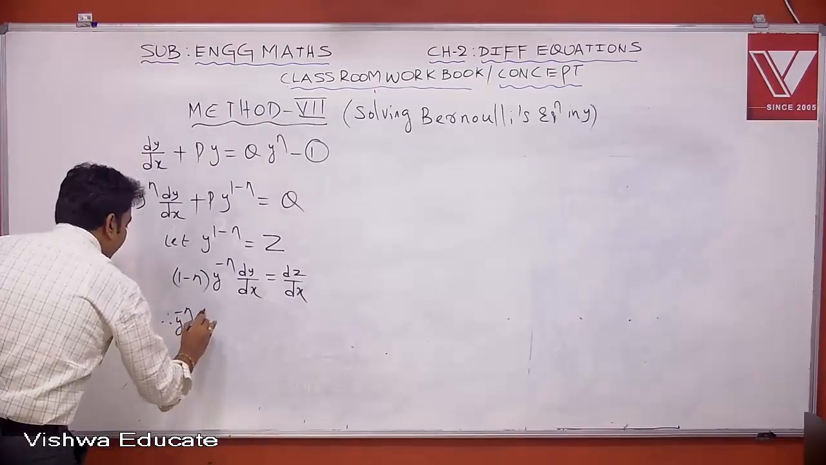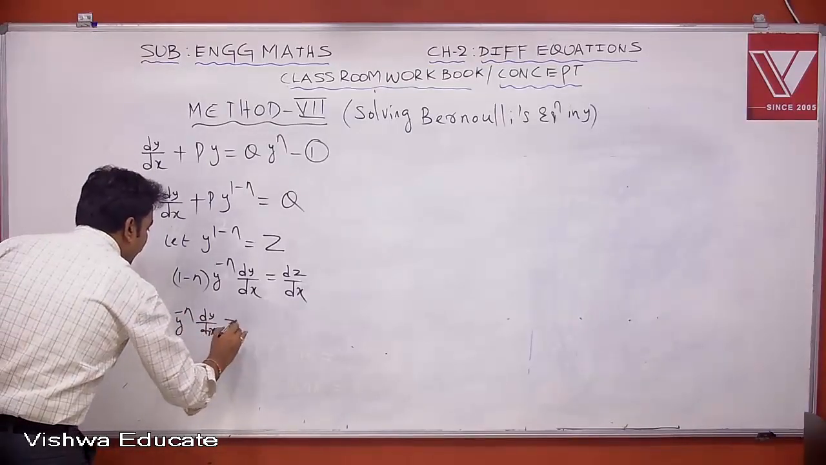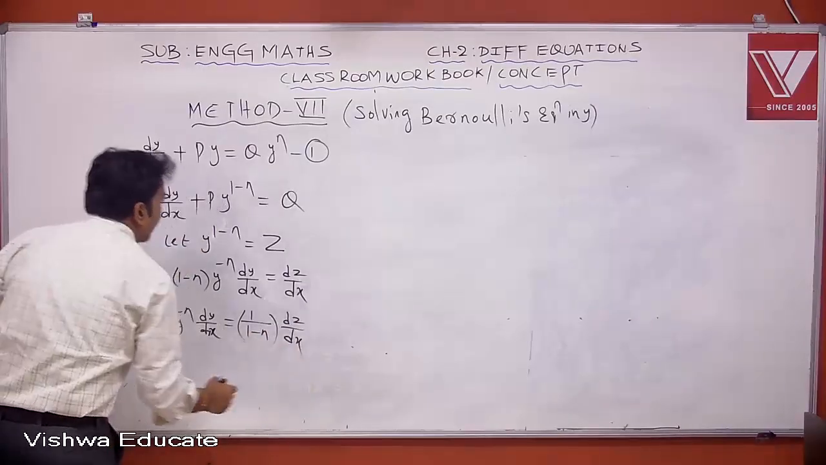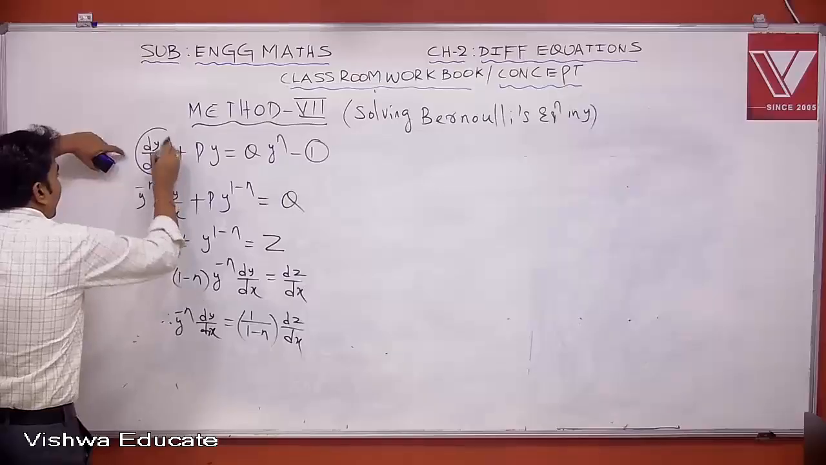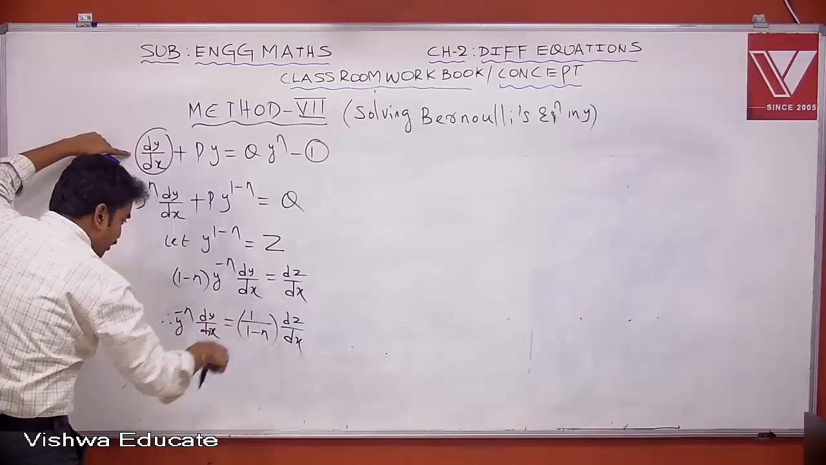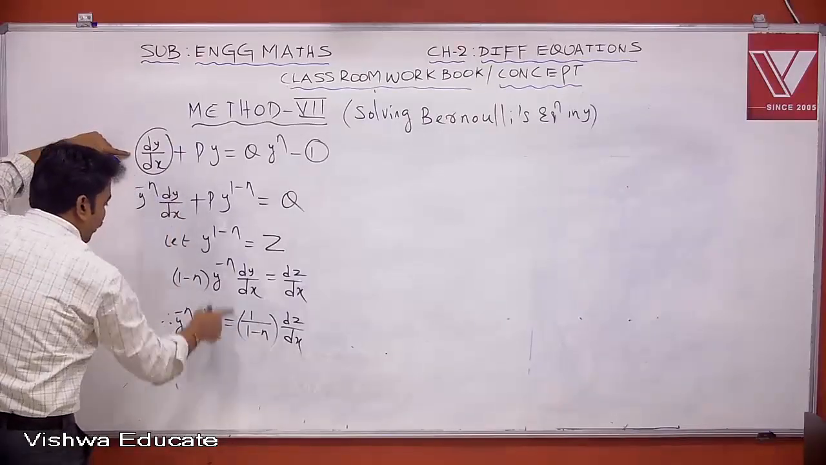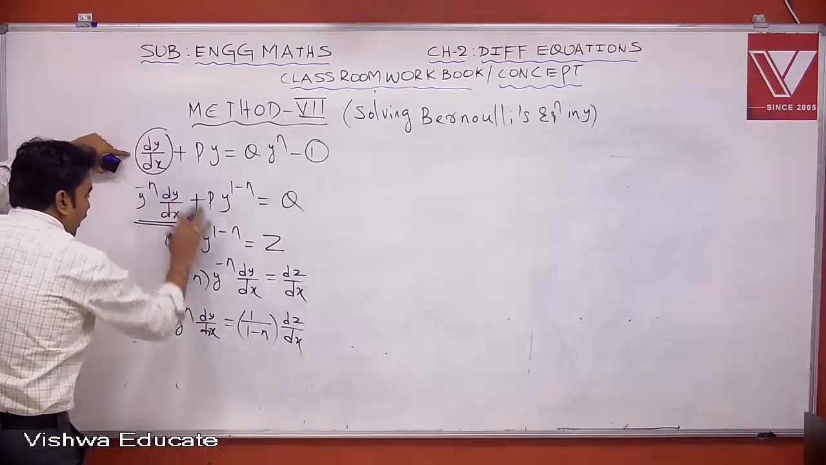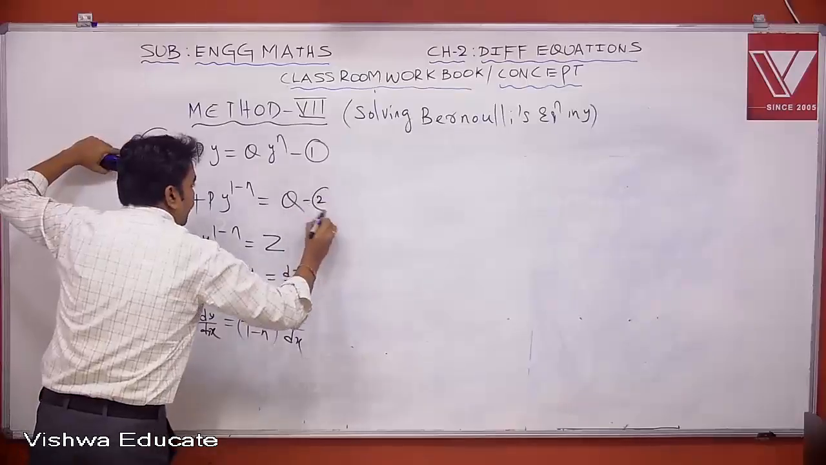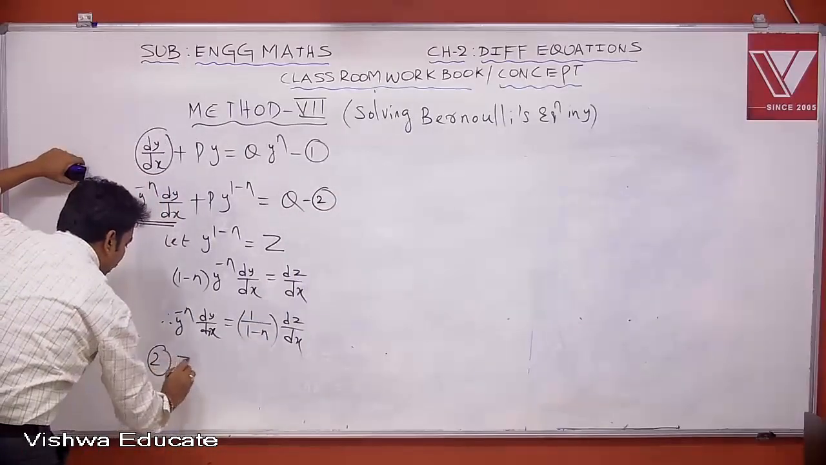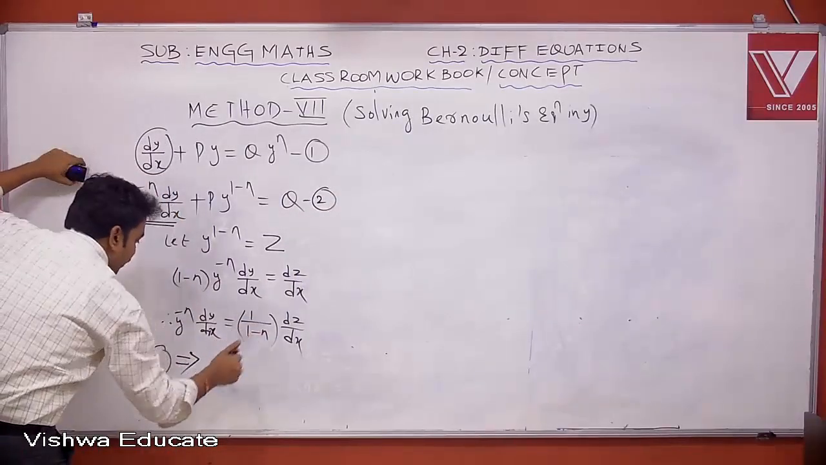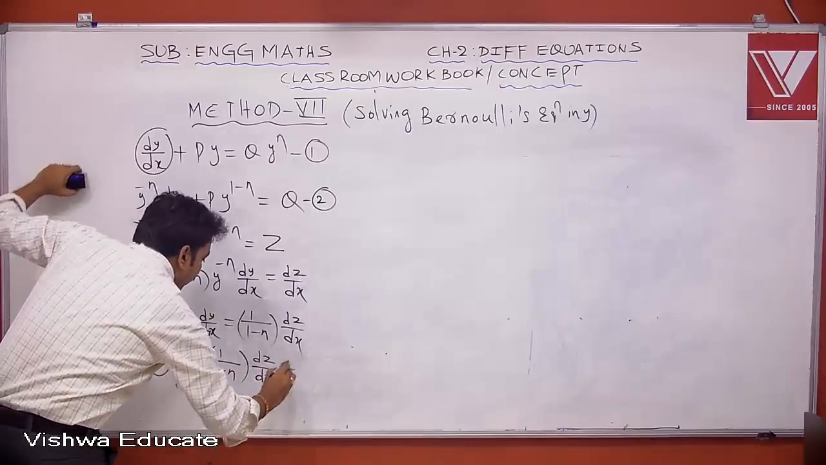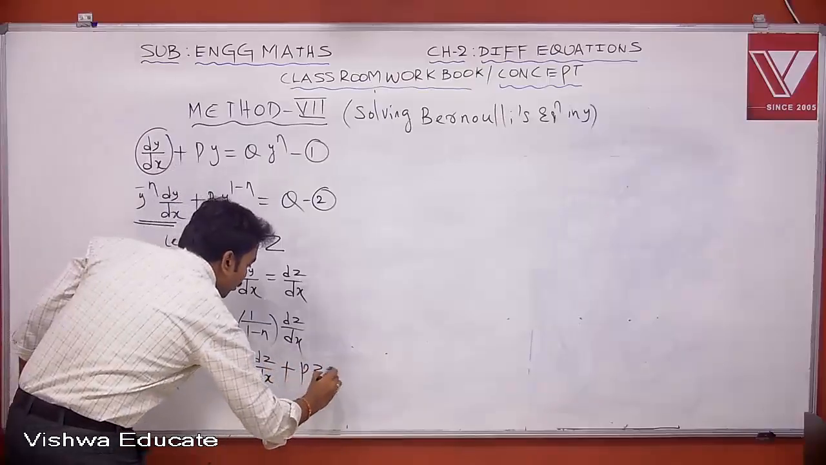Therefore, y power minus n into dy by dx equals 1 by 1 minus n into dz by dx. Now, in this equation, dy by dx is replaced by this quantity. Actually, y power minus n into dy by dx is this, so I am replacing this expression with 1 by 1 minus n into dz by dx. I call it equation 2. So from equation 2, this is replaced by 1 by 1 minus n into dz by dx plus p into z equals q.